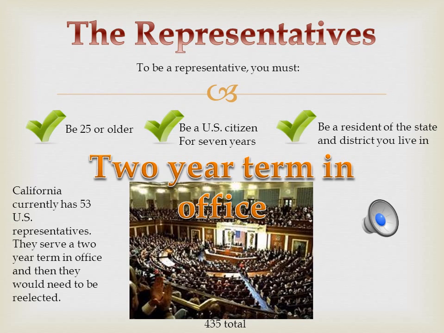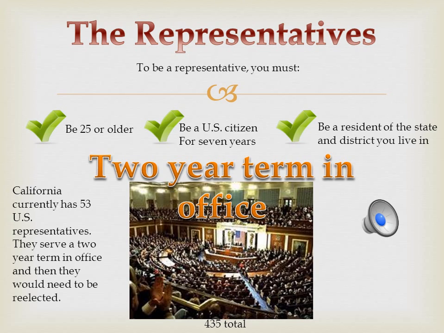So as we recall, in Article 1, it mentions that the Congress will be split into two groups, the House of Representatives and the Senate. The House of Representatives is much larger than the Senate. For instance, California currently has 53 U.S. representatives. The representatives serve 2-year terms in office, and so what that means is they need to be re-elected after 2 years.